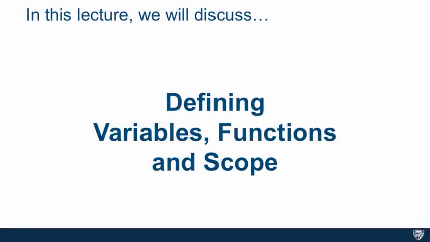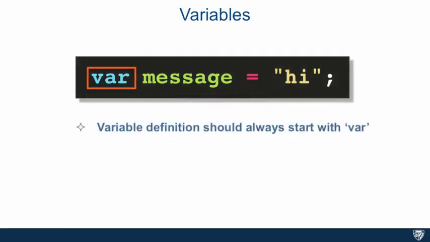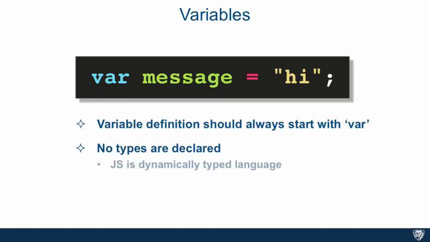Okay, so in this lecture, we're going to talk about defining variables, functions, and where these artifacts live, otherwise known as scope. Now, it's fairly straightforward how you define a variable. Variable definitions should always start with the keyword var. Now, notice that no types are declared in JavaScript. And the reason for that is because JavaScript is called a dynamically typed language. Now, what that means is that the JavaScript engine figures out the type of a particular variable at runtime.